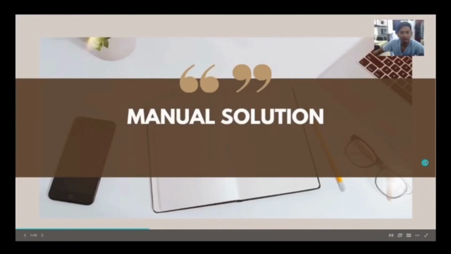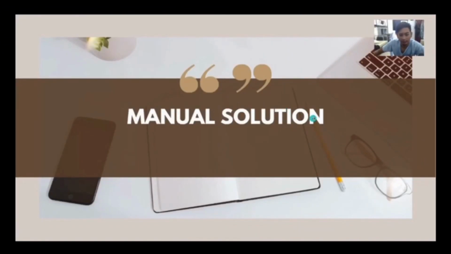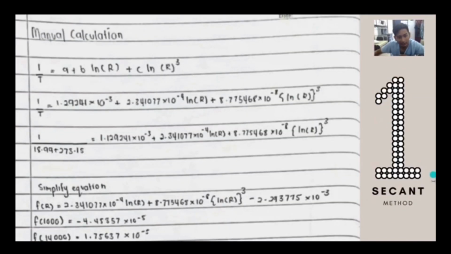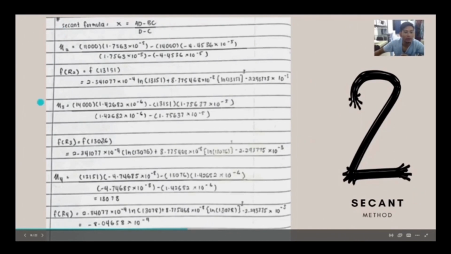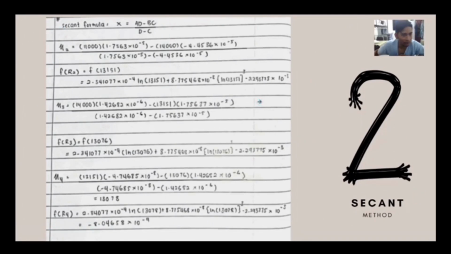Good evening, my name is Manraj Chandran and I'm going to present the manual solution of our group project. First of all is the secant method. This is the manual calculation for the secant method. The first step is to simplify the equations. The formula for the secant method is x equals AD minus BC over D minus C.